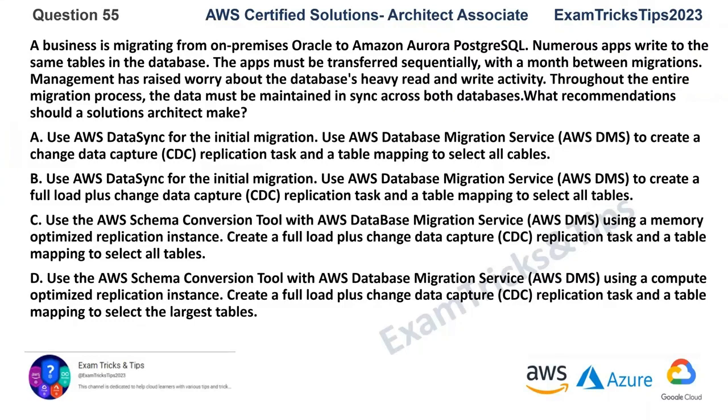Numerous apps write to the same tables in the database. The apps must be transferred sequentially, with a month between the migrations. Management has raised worry about the database's heavy read and write activity. Throughout the entire migration process, the data must be maintained in sync across both databases. What recommendation should a solution architect make?